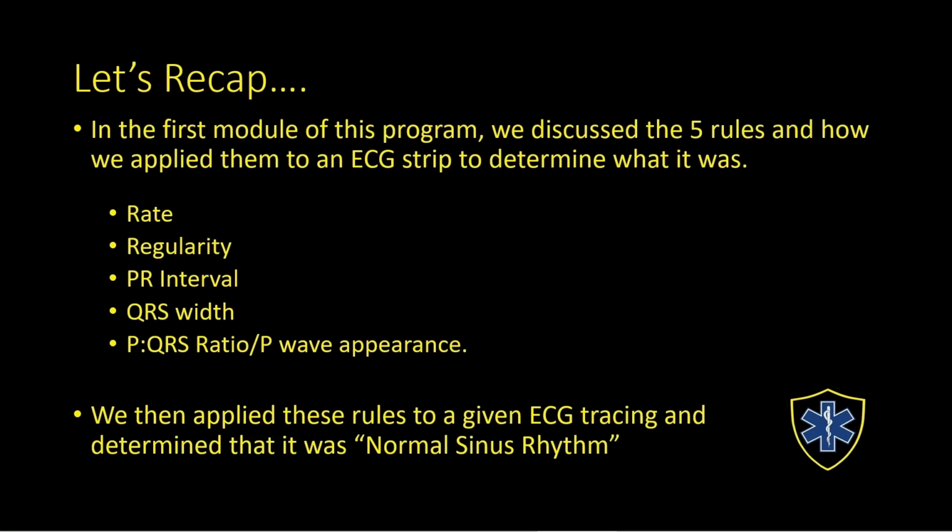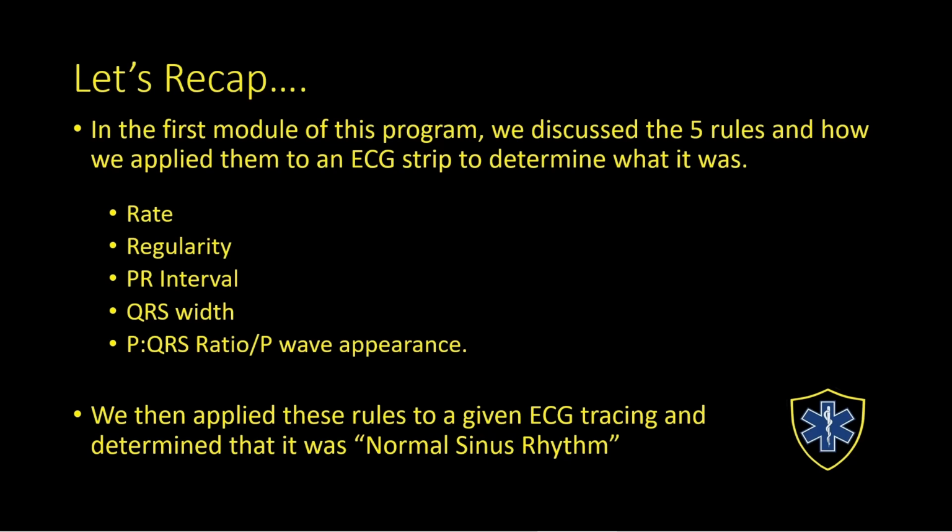But before we get in too far, let's go back and recap what we covered in Module 1. We talked about 5 key rules or key criteria that we would apply to an ECG to determine what the actual rhythm was. These 5 rules were the rate. We expect to see rates that are normal between 60 and 100. We'll talk about regularity, how a rhythm should march out. It should be regular. QRS should happen in regular intervals. We'll talk about the PR interval and how long it should be. The QRS width, how wide it should be. And the P to QRS ratio and the P wave appearance.